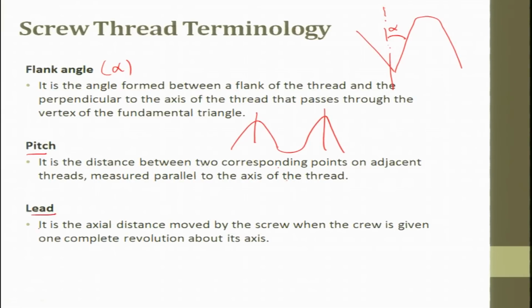What is lead? It is the axial distance moved by the screw when the screw is given one complete rotation about its axis is called the lead. For example, you have a shaft or you have a screw, then you have a nut. This nut is rotated. So, it is the axial distance moved by the screw when the screw is given one complete revolution about its axis is called the lead.